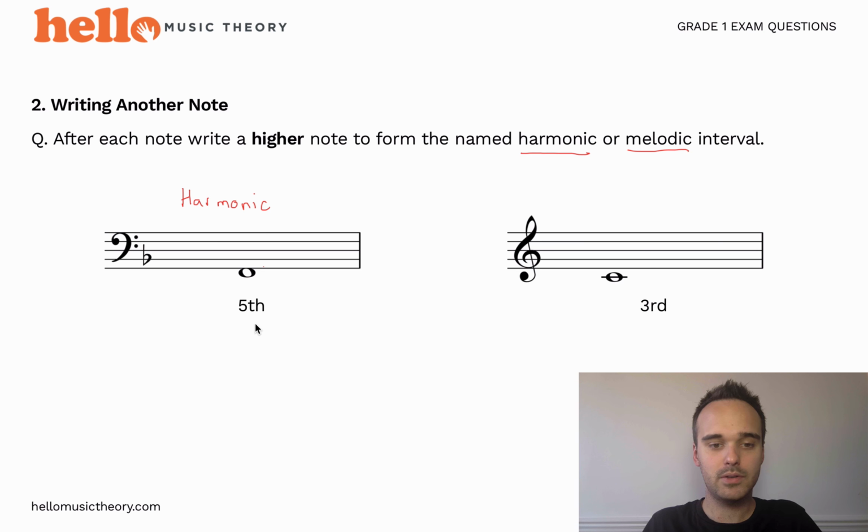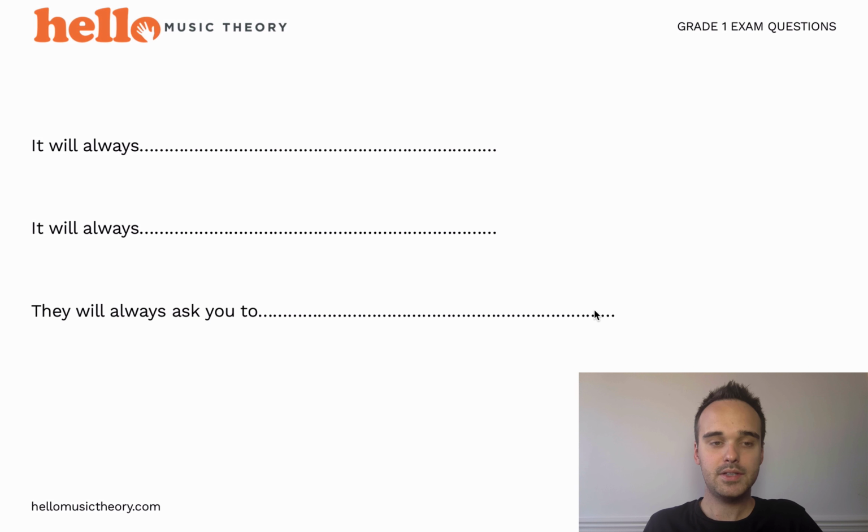And then on this, we've got to write in another note so that it forms an interval of a fifth. So this one here would be F. It's an F major, so we need to write a C in there so that it's a fifth. And this one here is a melodic interval, so we're going to write the note after it as part of a melody. It's in C major, so the third note of C major scale is an E, so we're going to pop an E in to the right of the first note, and we've got a melodic interval of a third.